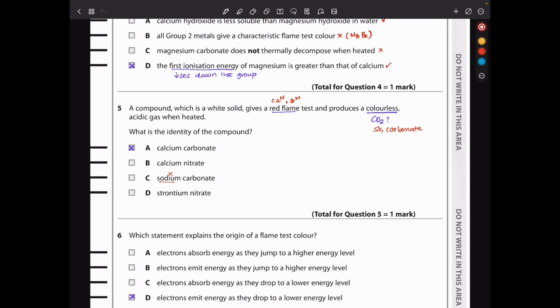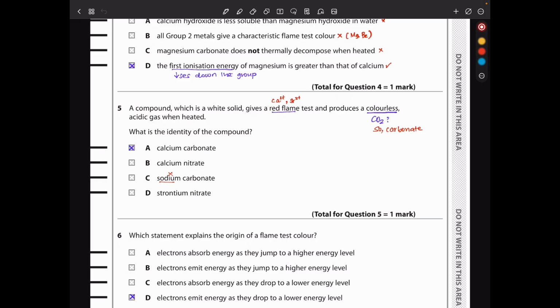Producing a gas when heated could be thermal decomposition, so I'm going to give it to a carbonate because the gas is colorless and acidic. Other gases like nitrogen dioxide that could be acidic have a certain color. So I would go with this because it's thermal decomposition. So I'm thinking it's a carbon dioxide gas coming from a carbonate.